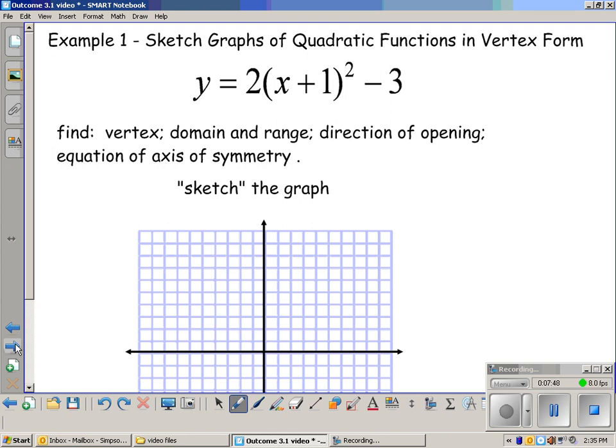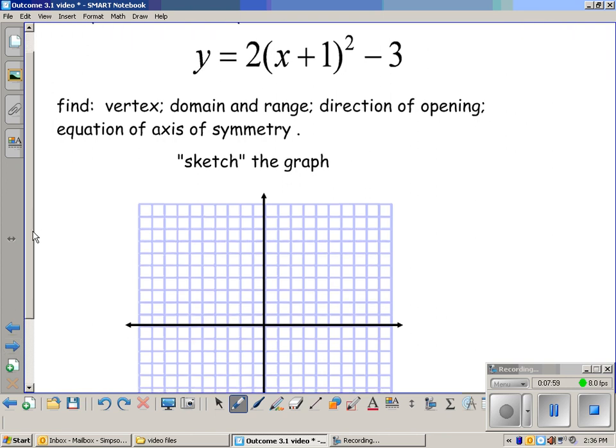Example number 1. Sketch the graph of quadratic functions in vertex form. If we're given the equation of a quadratic function in vertex form, we will be able to graph that equation. First of all, we need to make a list of some of our information. The first thing that we can do is find the coordinates of our vertex. Remember that this is the p and q value from our equation. Here's our p and here's our q.